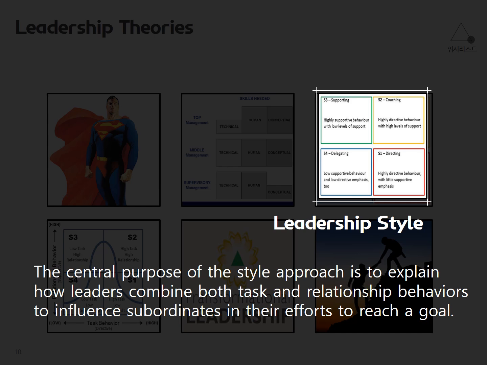Next, there is a theory that leadership style is the key to success. Styles like be autocratic and demanding, or be democratic and participative, or be laissez-faire and leave people alone. The central purpose of a style approach is to explain how leaders combine both task and relationship behaviors to influence subordinates in their effort to reach a goal.